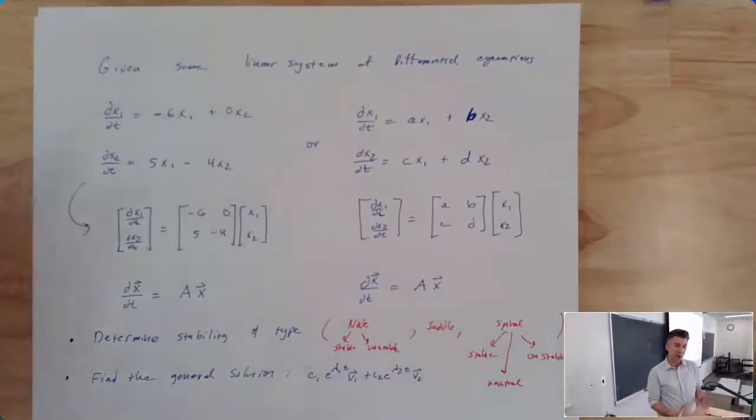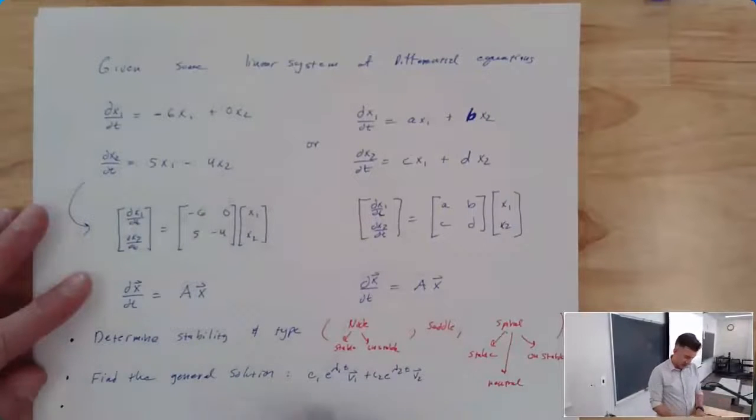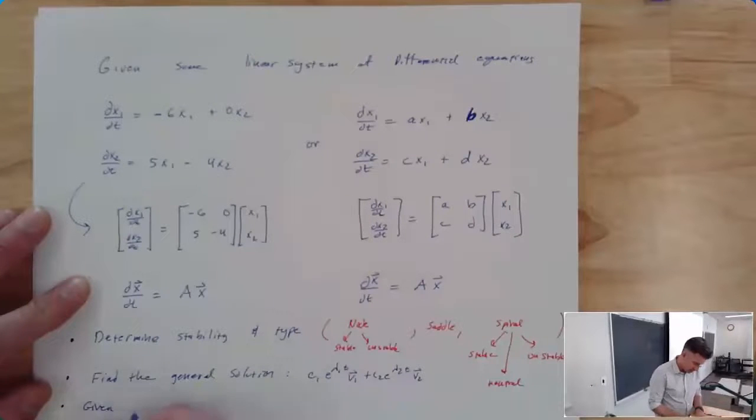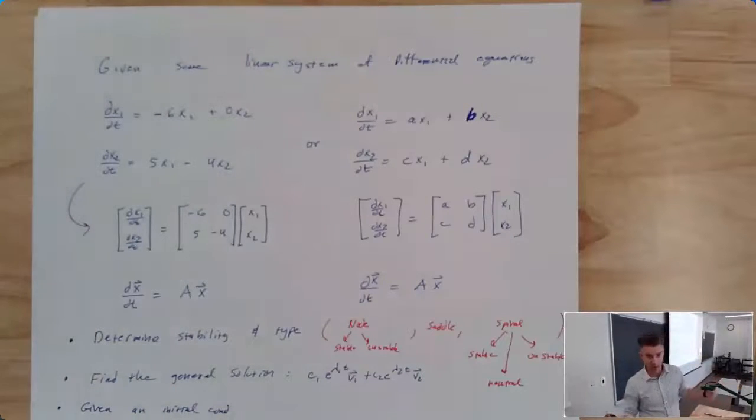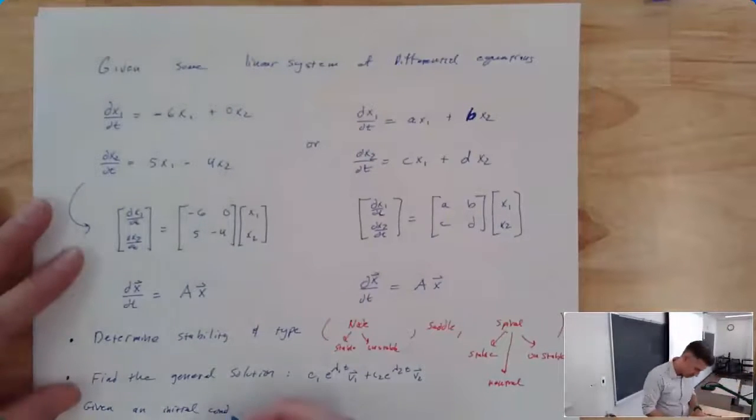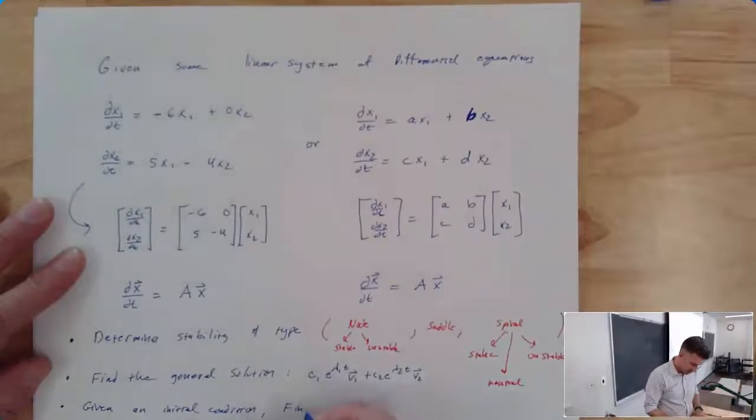And then the third thing we are often asked to do is, after you find the general solution, given some initial condition, like x1 of 0 is 5 and x2 of 0 is 3 or something like that, find the constants C1 and C2.